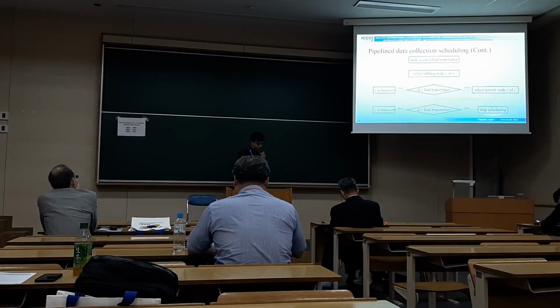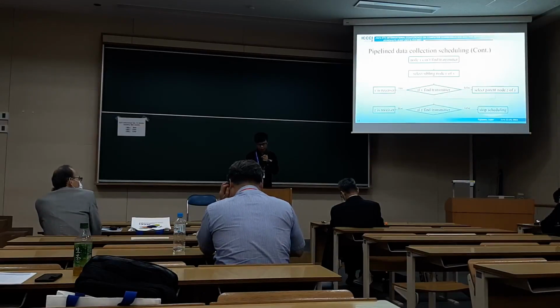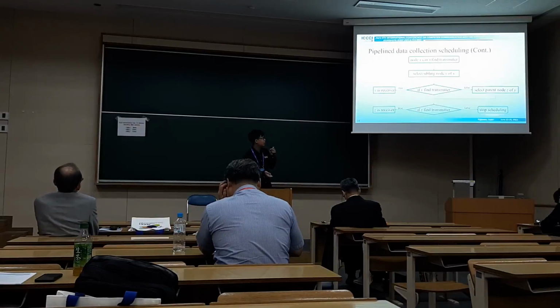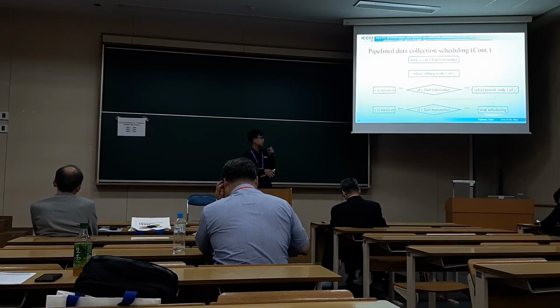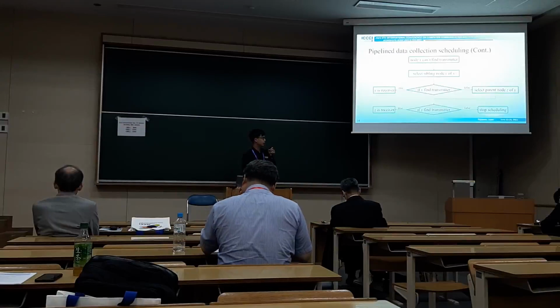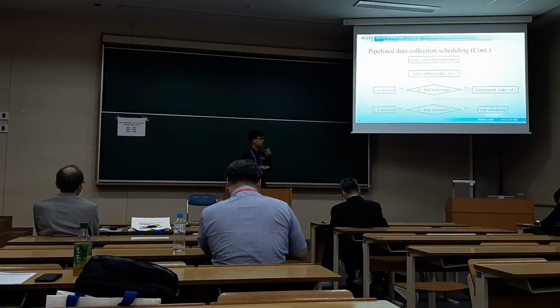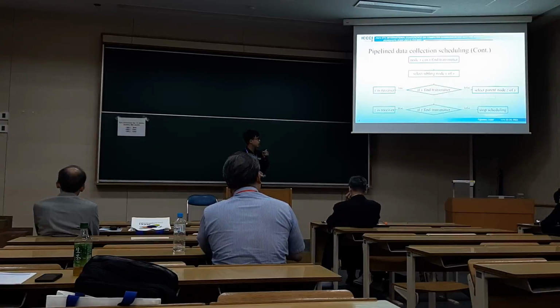And if a cluster cannot find the transmitter, then we will select the node Y. Y is the selecting node of the cluster. And if Y can find a transmitter, then Y is the receiver. Else, we select the parent node Z of Y. And if Z can find the transmitter, then Z is the receiver. Else, we will stop scheduling.